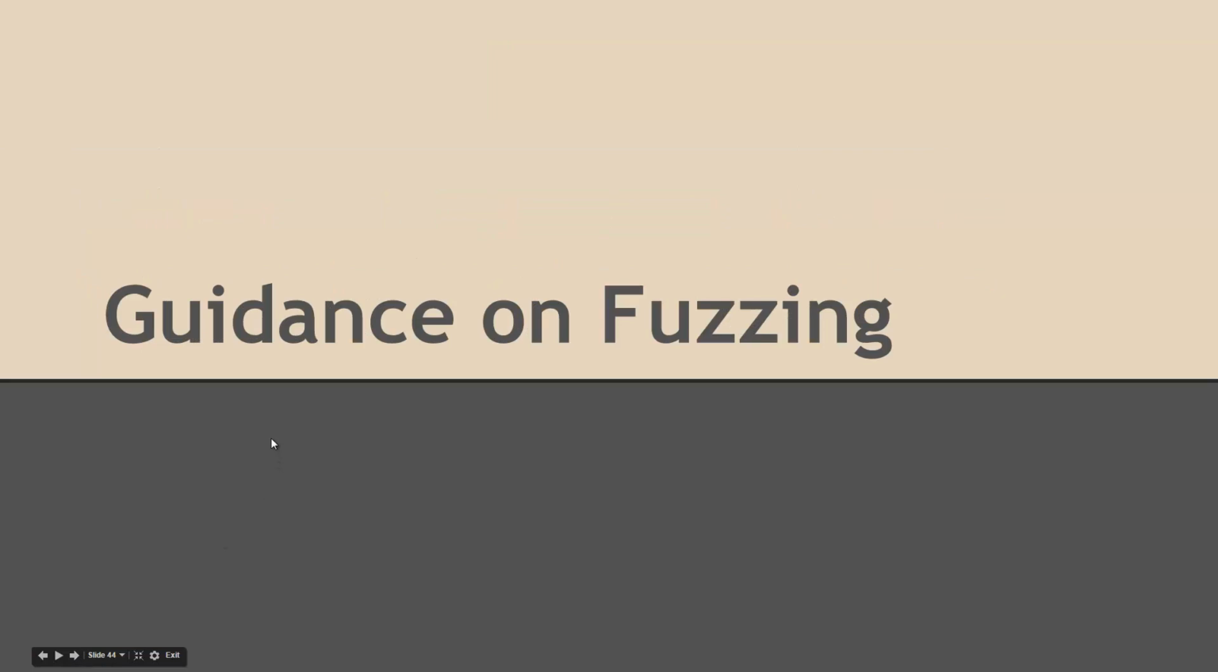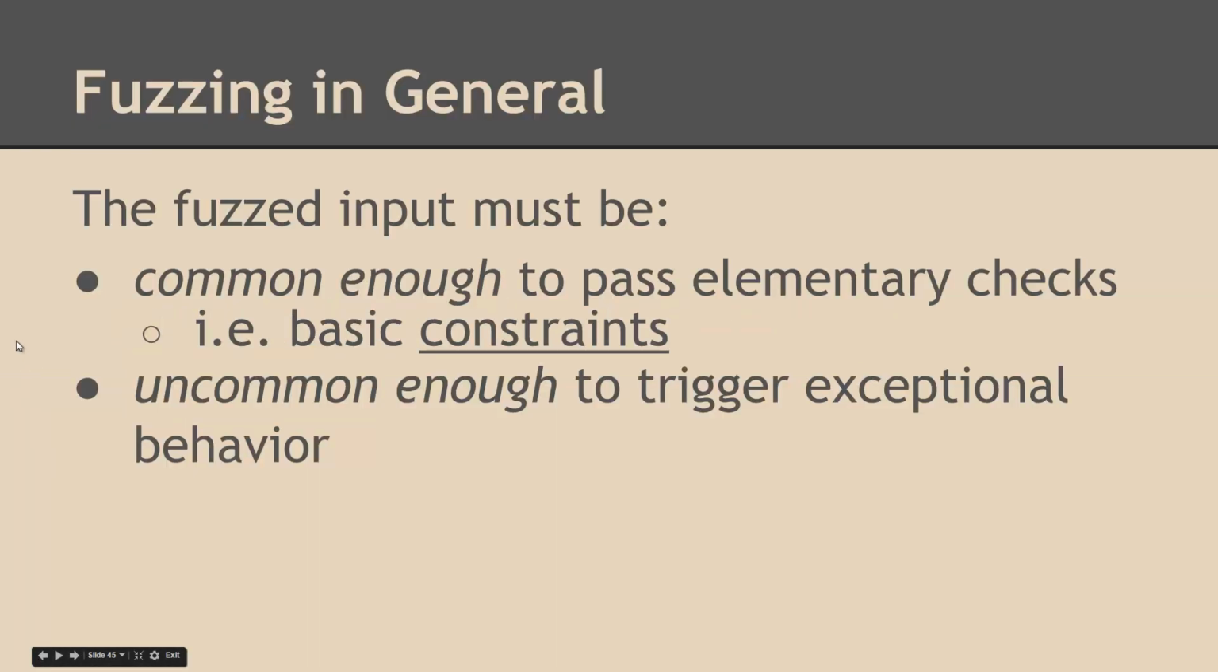So let's cover some guidance I can give on fuzzing. First and foremost, all fuzz input that's generated must be common enough to pass the elementary checks in the application. So if the application is expecting 9 inputs and you only give it 8, then you're not passing a basic constraint and it is going to exit on you before executing 99% of the application's code. But at the same time, you have to explore the application's uncommon code paths, and you want to trigger some exceptional behavior like a crash. So it's got to be common but also uncommon enough to trigger this sort of behavior.